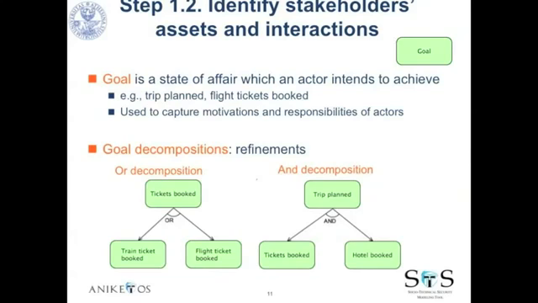Whereas and decomposition provides the way how a given goal is achieved. So this is the basic process, because in order to achieve the higher level goal, the lower level goals, all of them have to be achieved. So when planning the trip, the tourist would have to both book the tickets and also book the hotel for planning the trip.